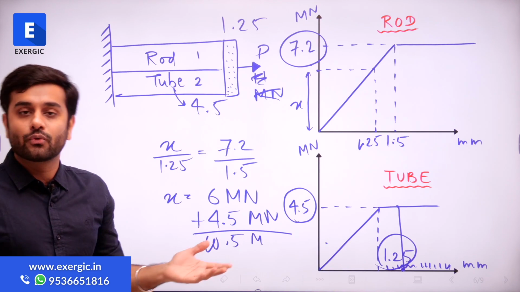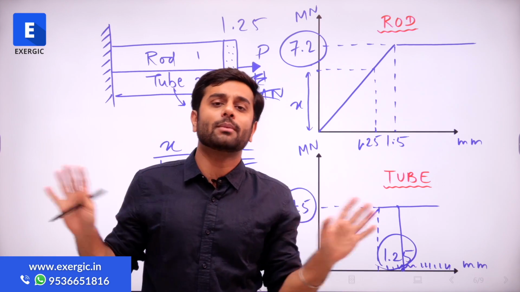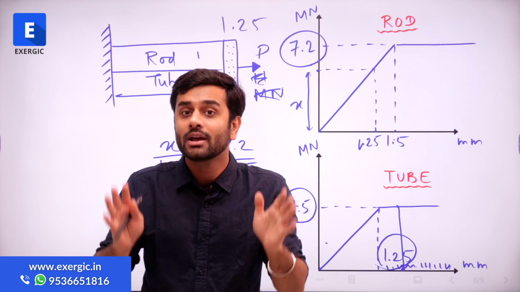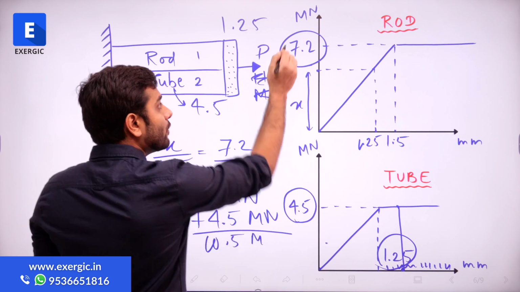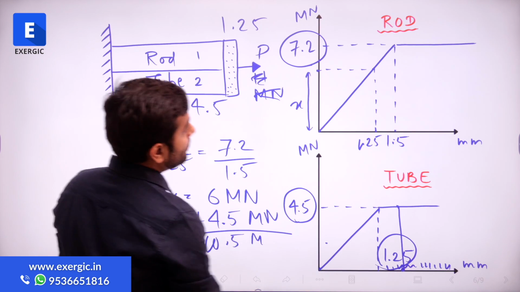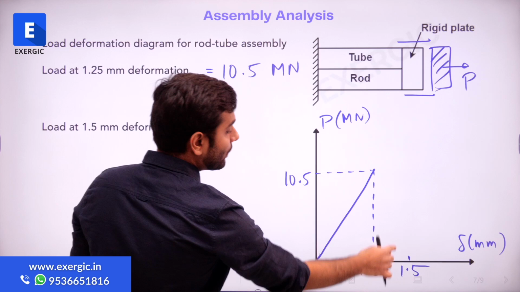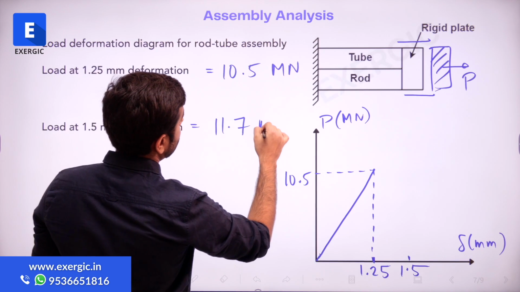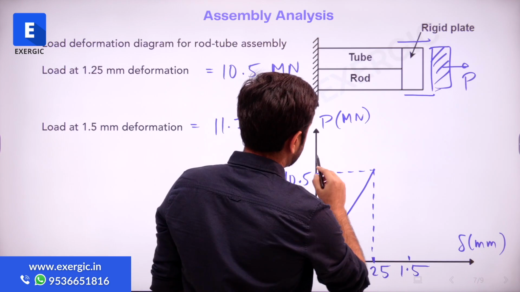So in total, from the equilibrium equation, P is equal to P1 plus P2. This expression will be applied everywhere, whether elastic, whether plastic. It is the equation of equilibrium condition, which has got nothing to do with elastic or plastic. So if you add both of them, you will get 11.7, right? 4.5 plus 7.2. So at 1.5 mm, the load that they can resist is 11.7 mega Newton. Sorry, not mm, 11.7 mega Newton.